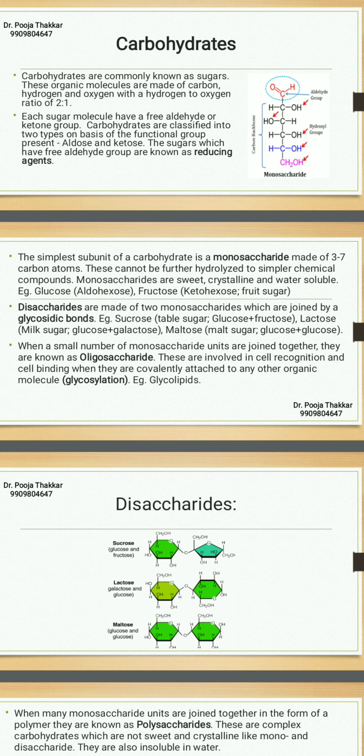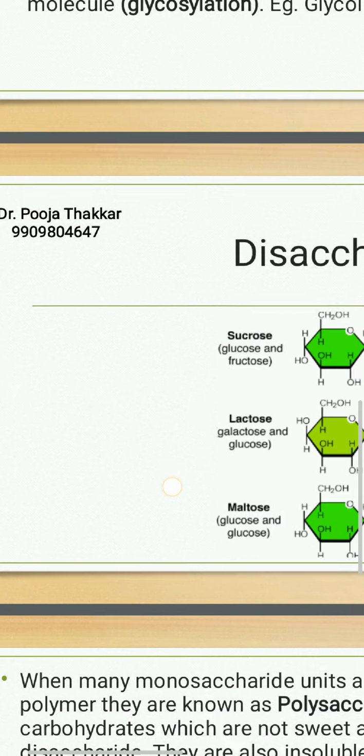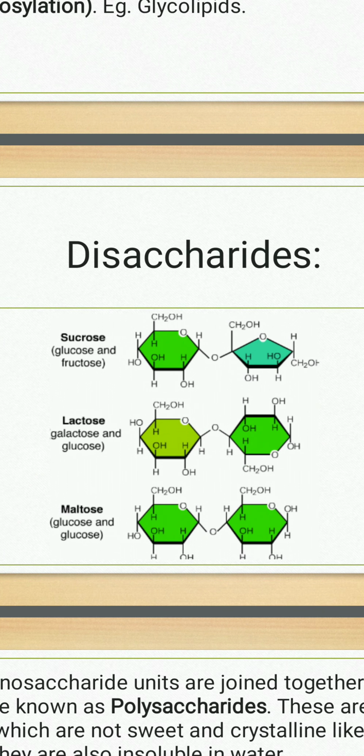Now, when two sugar molecules or two monosaccharides join together, they form disaccharides with the help of a bond called a glycosidic bond. You will notice varieties of disaccharides in this diagram. The first one is sucrose, which is made up of a glucose and a fructose. They are linked together by a bond with an oxygen in between. This kind of bond is called a glycosidic bond.